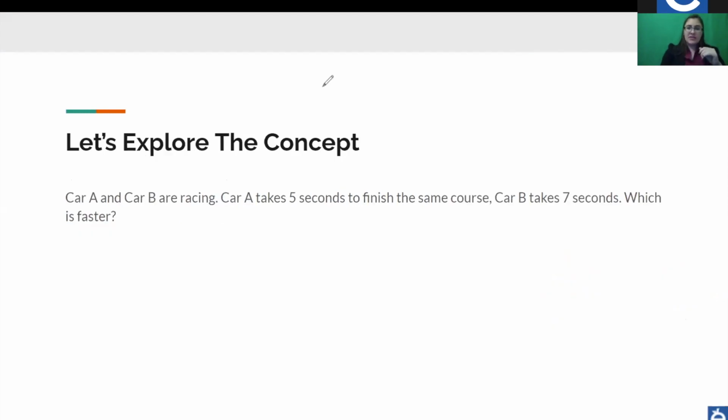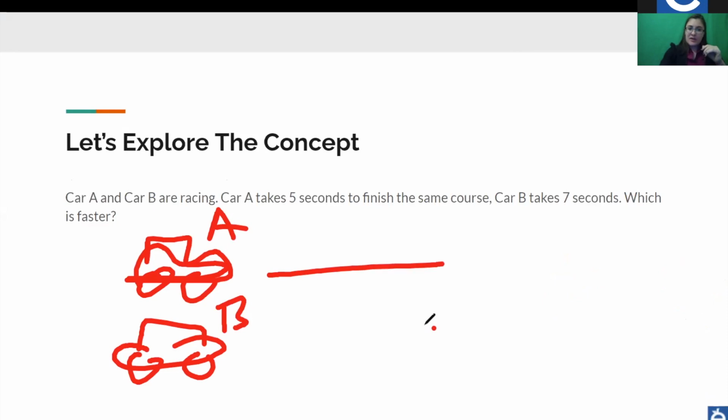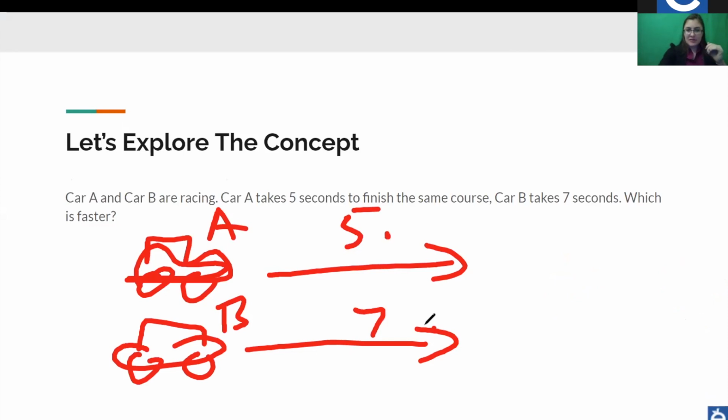Now, imagine car A and car B finish the same course, while A is doing it in 5 seconds, B is doing it in 7 seconds. By the way, time is not a vector. Time has no direction.